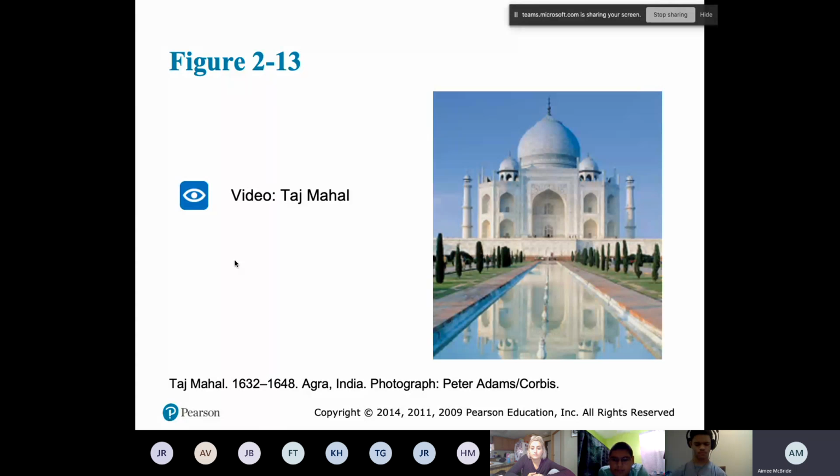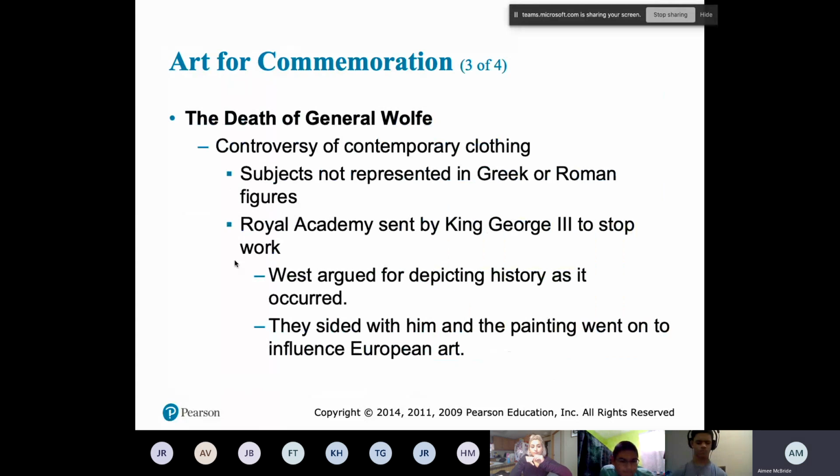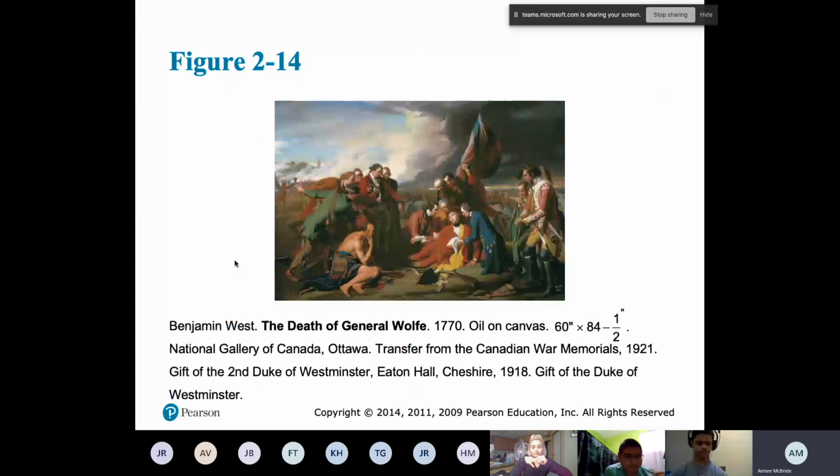And I think he's actually buried next to her in it, if I'm remembering correctly. I'm pretty sure he's buried right next to her. Another example of art for commemoration is this image right here. This is the total opposite of someone making something for love. This is someone making art to remember or honor someone important, specifically the death of General Wolfe. So General Wolfe was an important figure in the French and Indian War, and he ended up dying in that war.